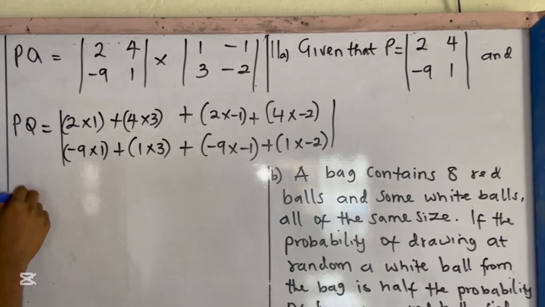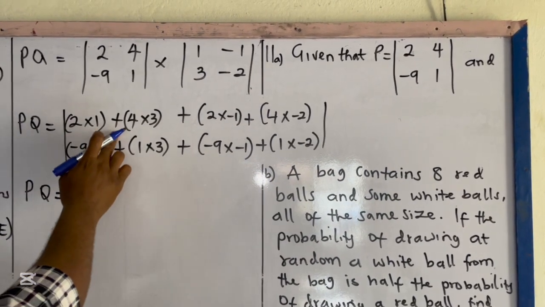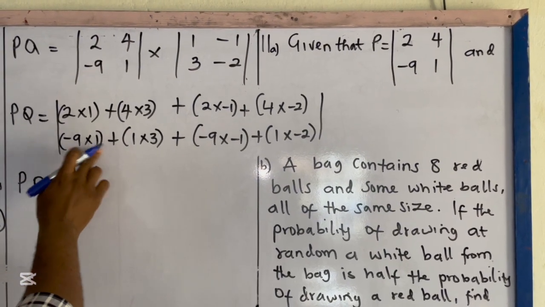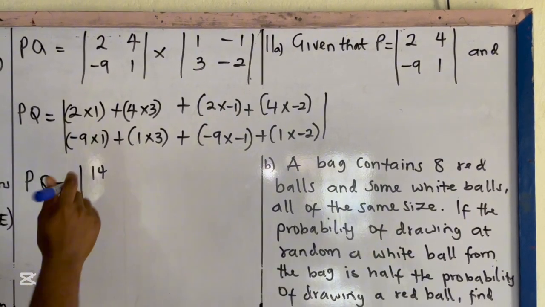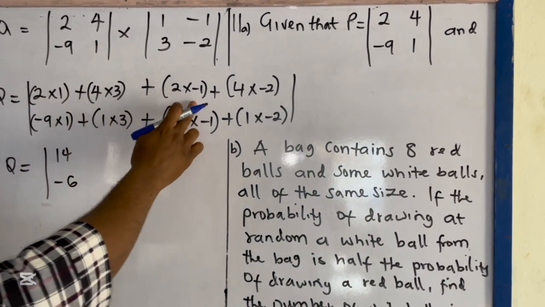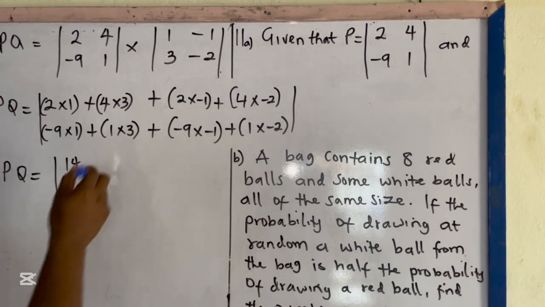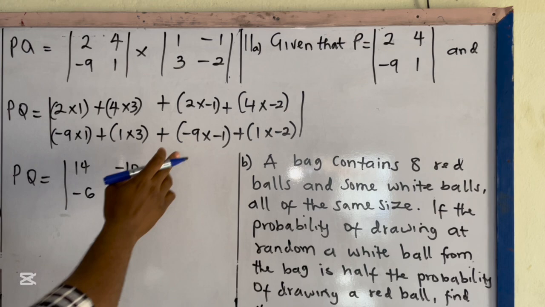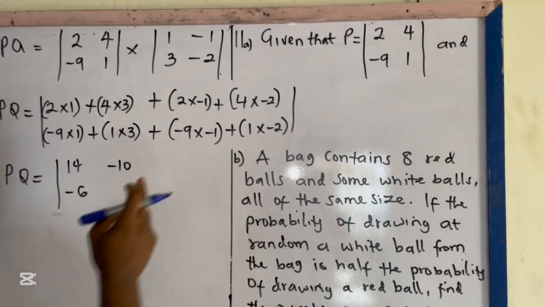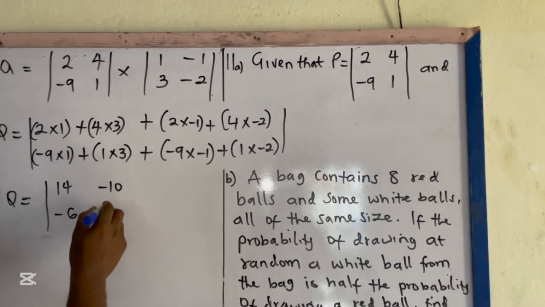Alright, so let's proceed. For PQ we have 2 plus 12, which will give us 14. Minus 9 plus 3 will give us minus 6. 2 times minus 1 is minus 2. Minus 2 plus minus 8 will give us minus 10. Minus 9 times minus 1 will give us 9. 9 plus minus 2 will give us 7.